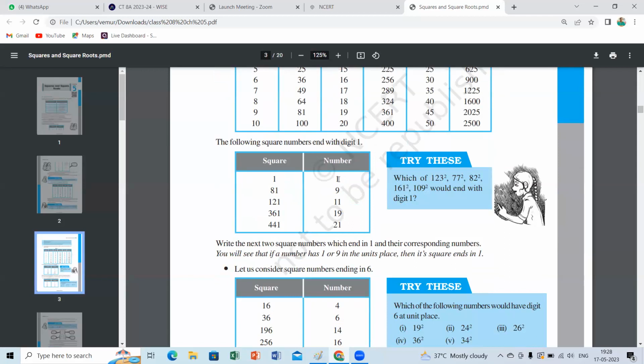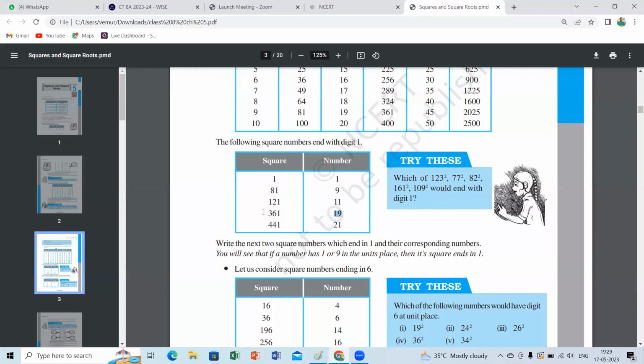Number and its units place. If you see any number that ends with 1 or 9, if you look here, children, these are the numbers ending with 1 or 9. See, 19 ends with 9, 11 ends with 1, 21 ends with 1. These are numbers which have units place as 1 and 9.